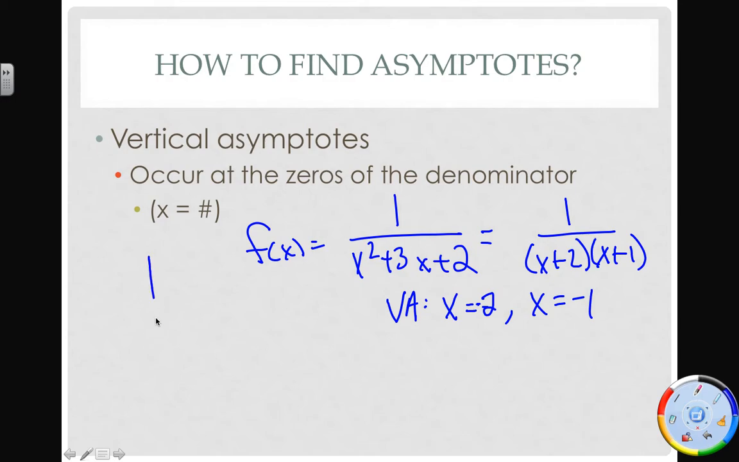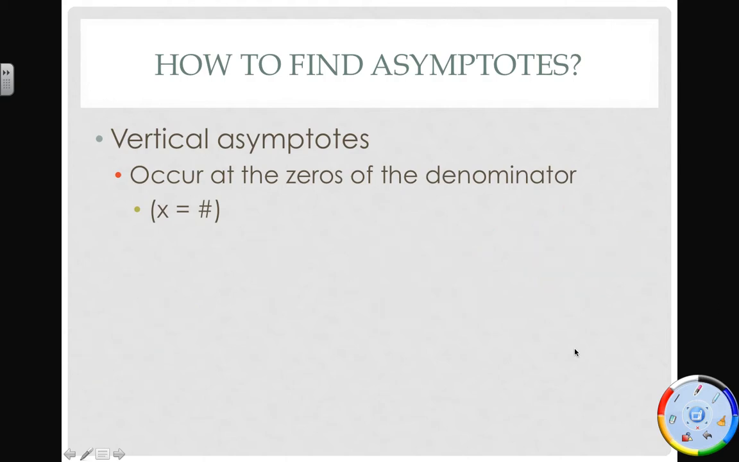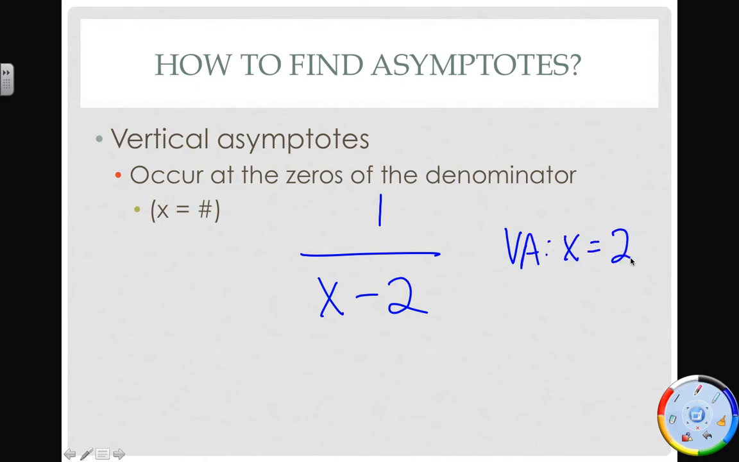So if you were to graph this, we'll get to how to graph these after a while. At negative 1 and negative 2, I would have little vertical asymptotes there. Now there is a horizontal asymptote, but that comes up on the next page here. If I had the function 1 over x minus 2, so we were talking about this just a minute ago, vertical asymptote, x equals 2. So if we go to graph, out here at 2, you'd have a vertical asymptote.